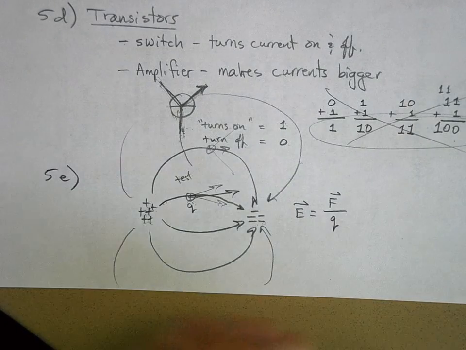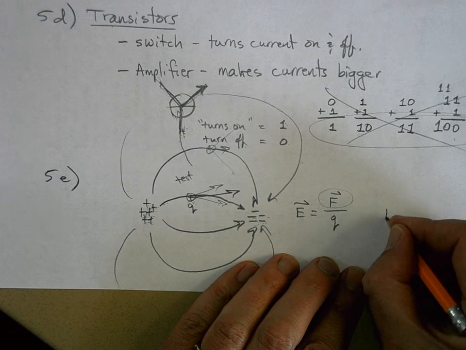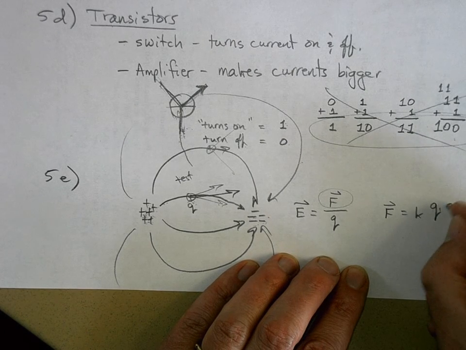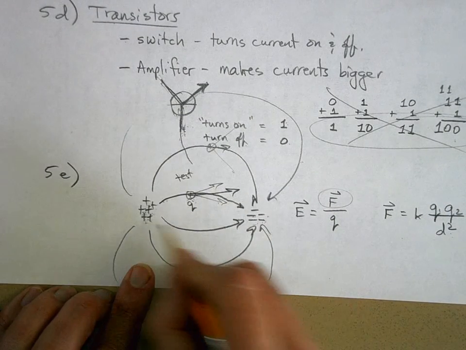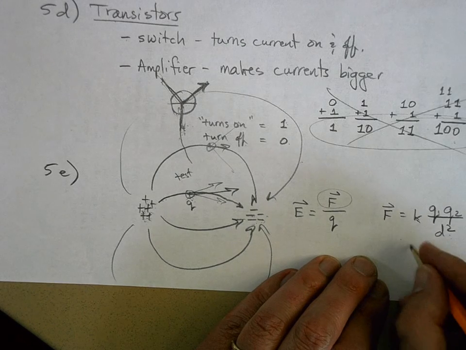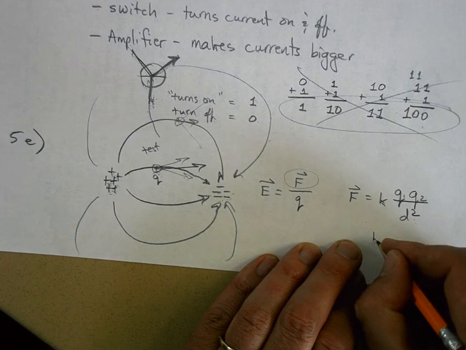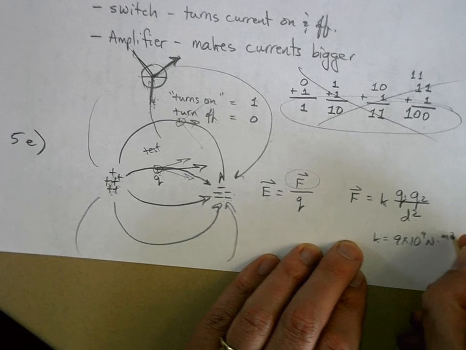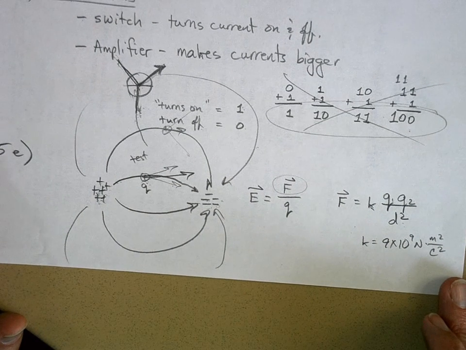Now, if I've got two charges like this, what is the force between them? That's Coulomb's law, which we went over before. F equals K Q1 Q2 over d squared, my two charges over d squared, where d is the distance between them. And what is K? They'll give you K on the test. K is equal to 9 times 10 to the 9 newton meters squared per coulomb squared. Again, this is review. That's what you need to know for 5E.